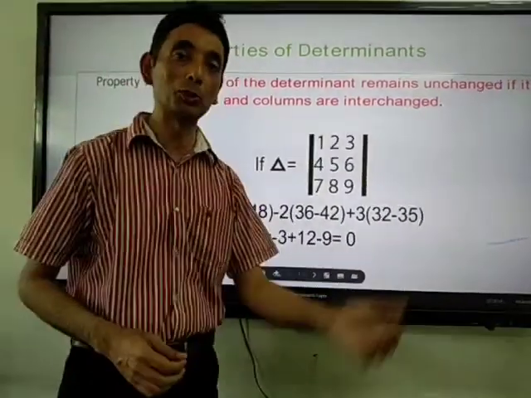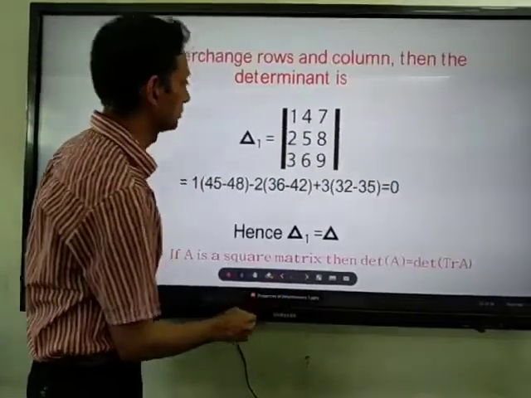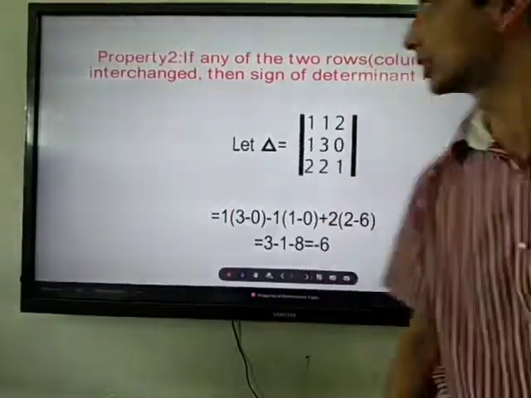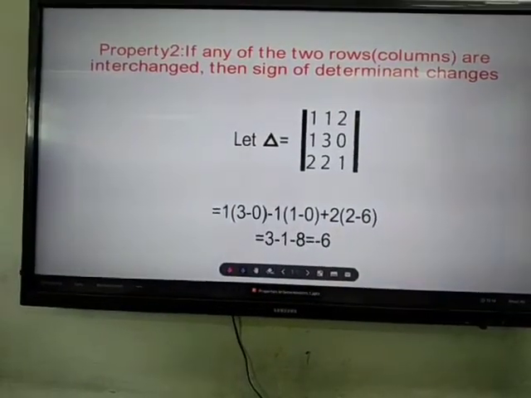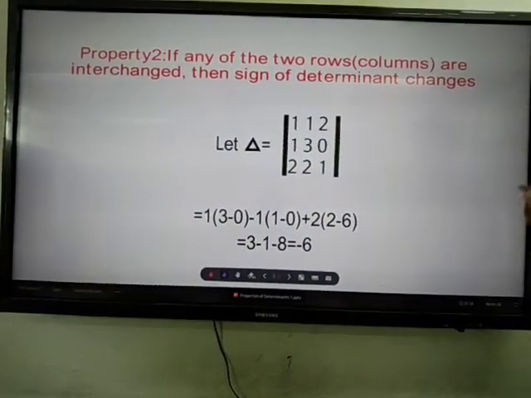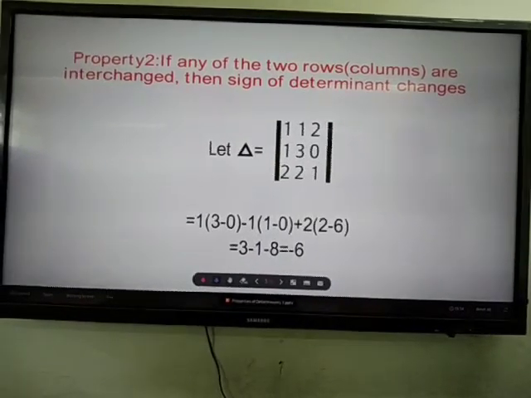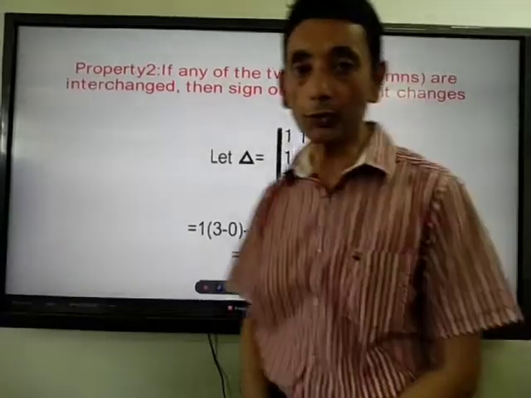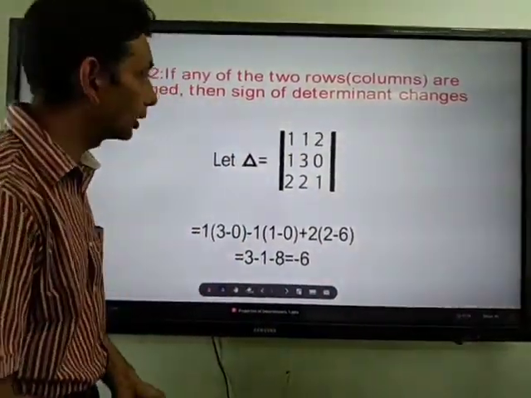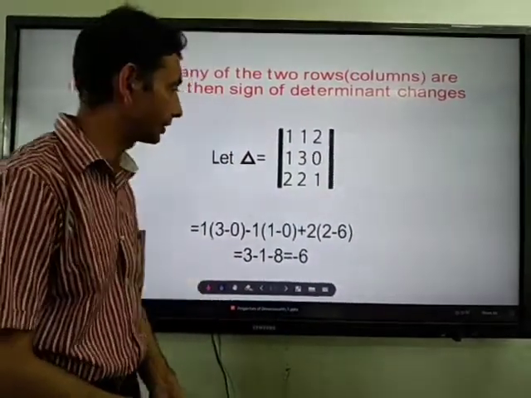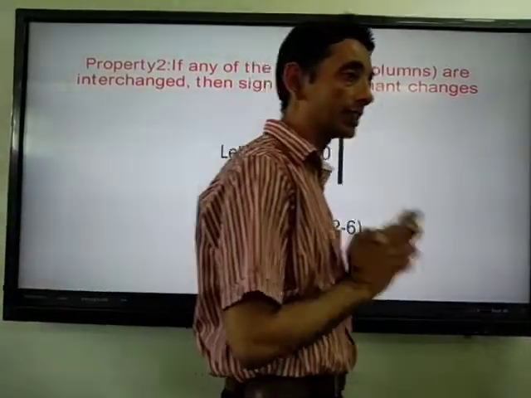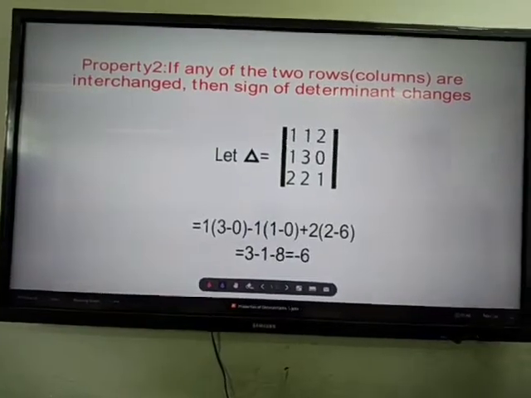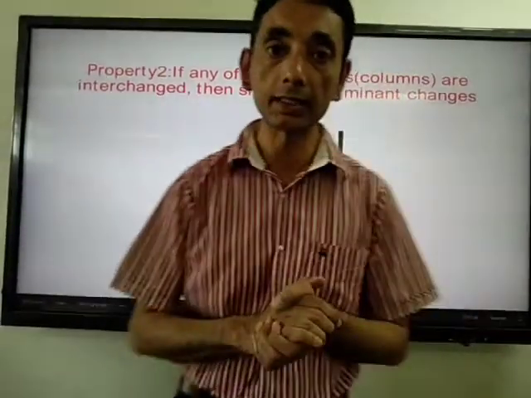Okay, now let's move to the next property. Property 2 says that if any two rows or columns are interchanged, then the sign of the determinant changes. In a determinant, if we interchange only two rows or two columns, then what will be the change in the determinant? According to this property, there will be a change in the sign.